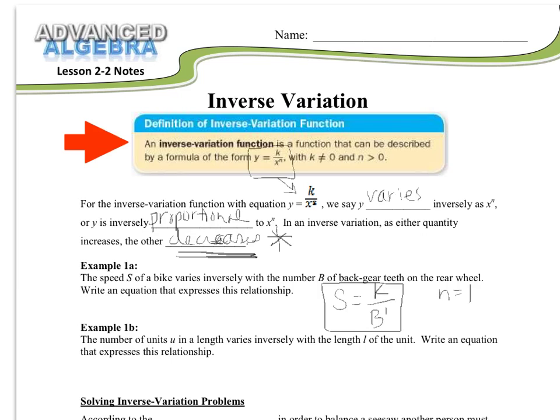In example 1b, the number of units u in a length varies inversely with the length L of the unit. Write an equation that expresses this relationship. So we could say u equals k over L. So u varies inversely with length.